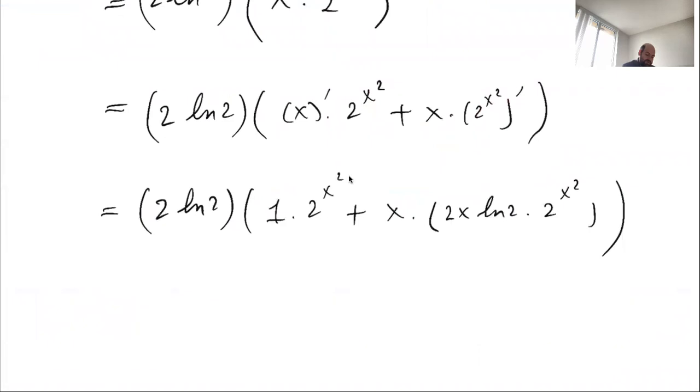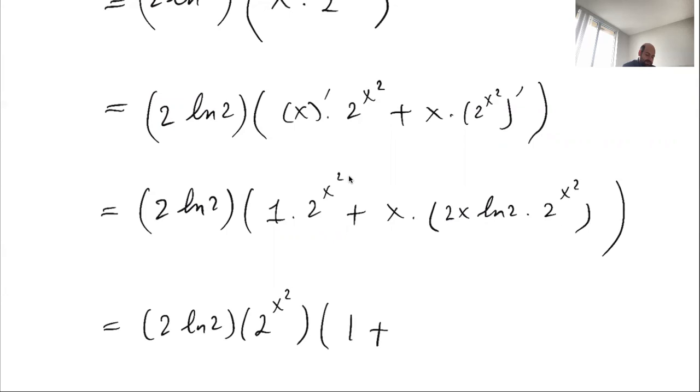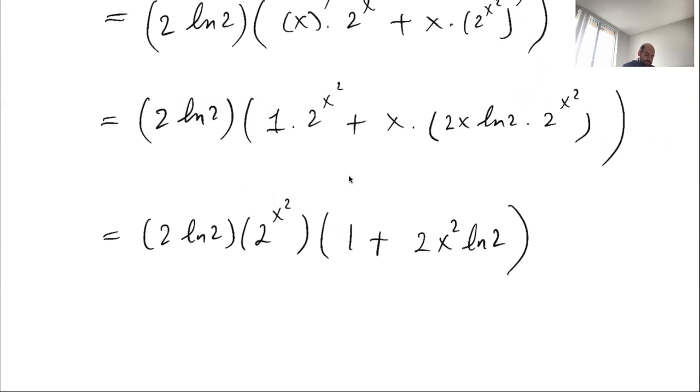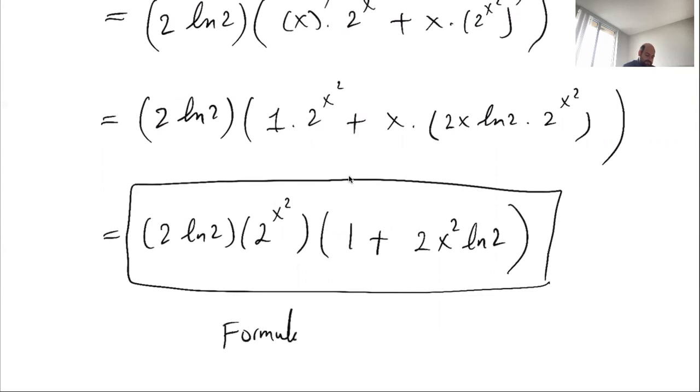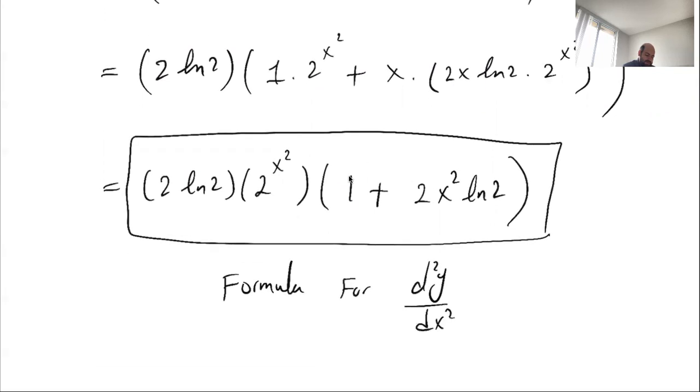So I can take 2 to power x squared also out, right? It's a common factor. I can take it out. So it's going to be 2 ln2 times 2 to power x squared times 1 plus 2x squared ln2. That's it. This is the formula for d squared y over dx squared, the second derivative of y.